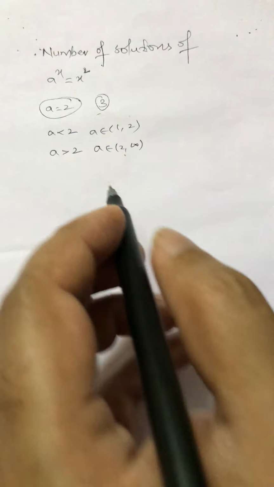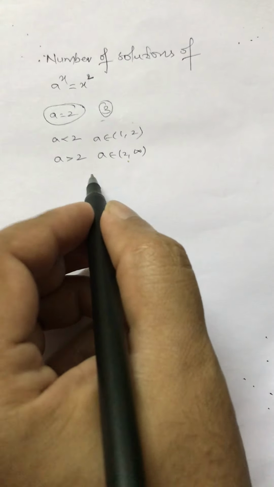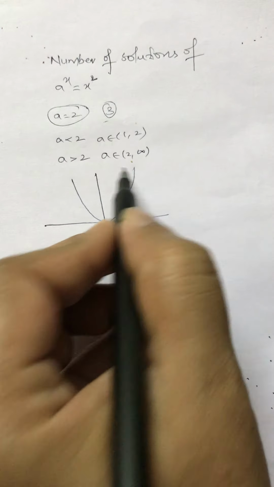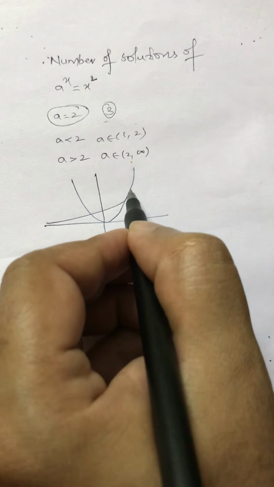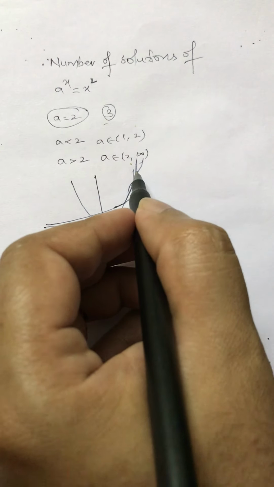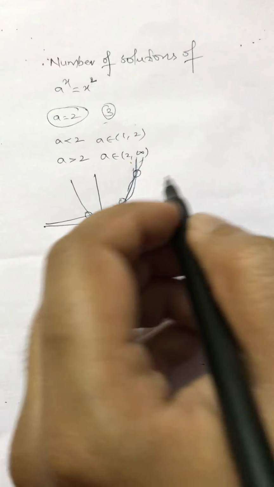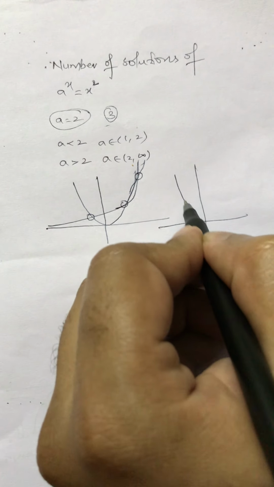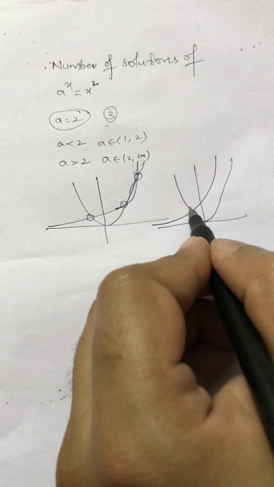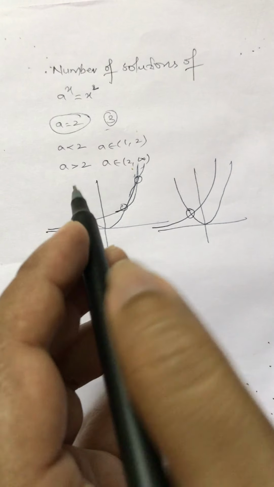And how are we saying that for a belongs to 1 to 2, the number of solutions will be 3? If you look at the graph of this, these two graphs will go like this. So 3 solutions will exist. If a is greater than 2, clearly this goes like this. So only one point of intersection will exist for a equal to 3, 4, 5, 6, like that.